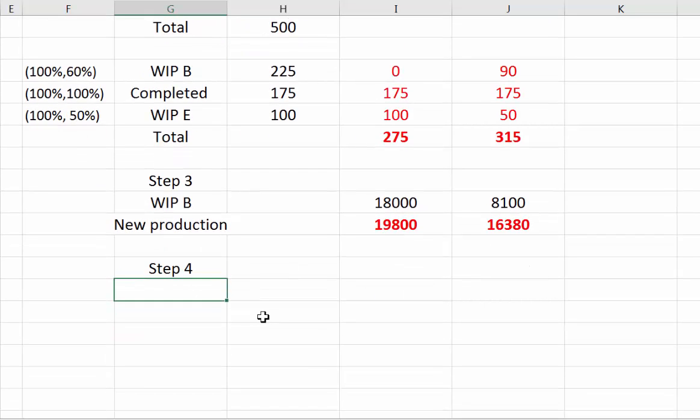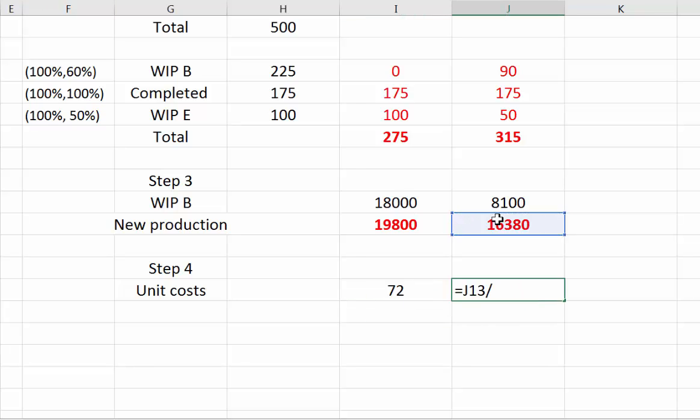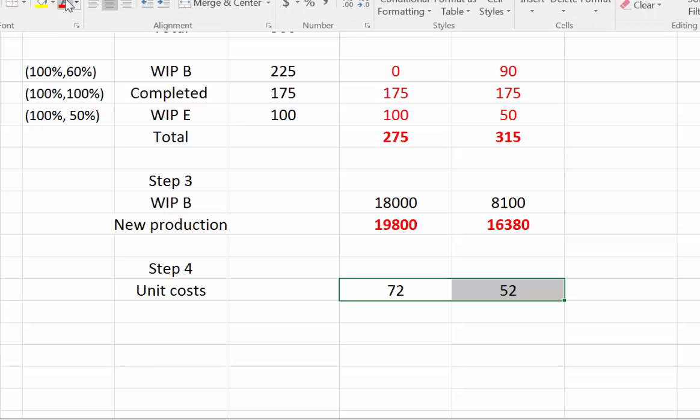So that's the FIFO method, because the assumption is we assume that all the previous production will be taken care of first, so all these costs, all these units will be transferred out. So now it's time to focus on the current. So for step 4, we're going to find the unit cost. You can divide the cost added during the current period by the number of equivalent units. Alright, so you end up with the 72 and 52. So that's what we have here. That's what we have here.